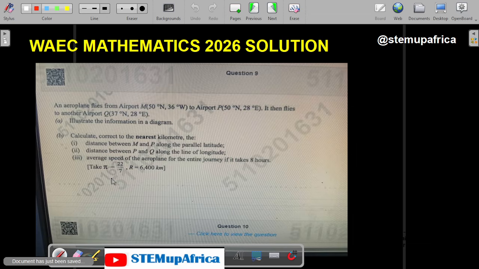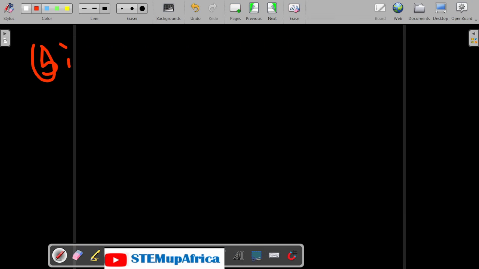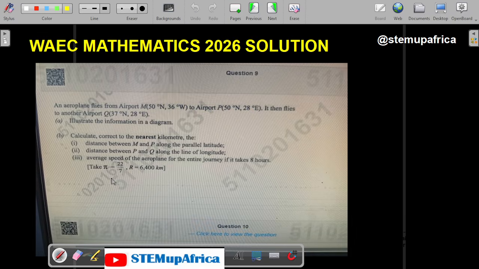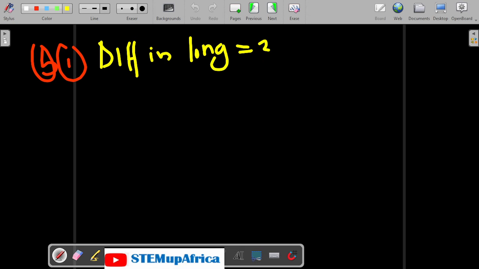Then question B, we are asked to calculate the distance between M and P. M and P have the same latitude but different longitude. That means we are adding the longitude. So the difference in longitude, we have 36 plus 28, because they are on different sides. If I add up 36 plus 28, that will give us 64 degrees.